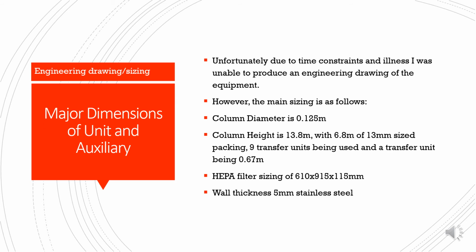Unfortunately, due to time constraints and illness, I was unable to produce an engineering drawing of the equipment. However, the main sizing is as follows. The column diameter is 0.125 meters. The column height is 13.8 meters, with 6.8 meters of 13 millimeter sized packing, 9 transfer units being used, and a transfer unit each being 0.67 meters. The auxiliary unit, the HEPA filter, had a sizing of 610 by 915 by 115 millimeters, and the wall thickness of the main unit, the scrubber unit, is 5 millimeters in stainless steel.